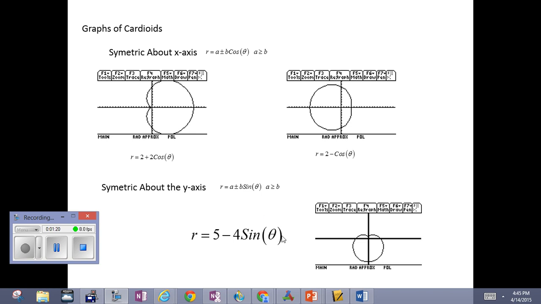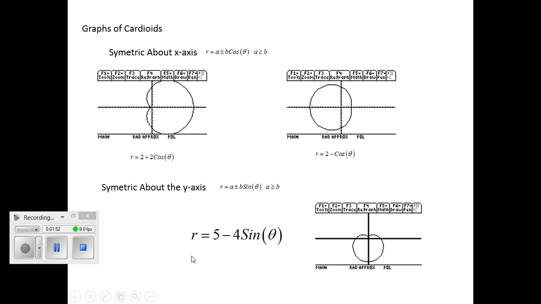The graph here, of course, is the cardioid reflected, which is symmetric about the y-axis, as you can see here, indicated with the sine function. And the negative is to imply it's on the bottom half of the y-axis, if you will, just as over here, the negative in between the a and the b indicated that it was to the left.